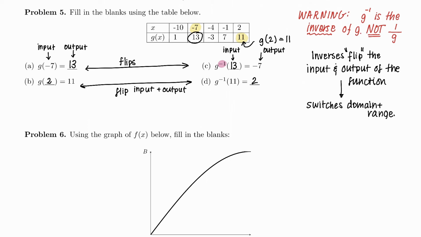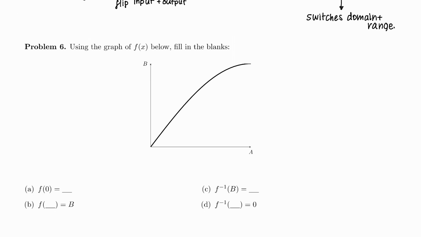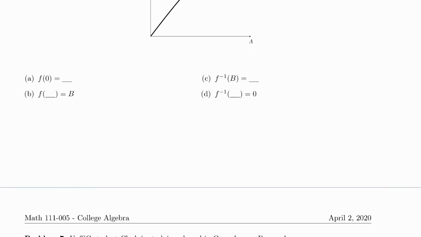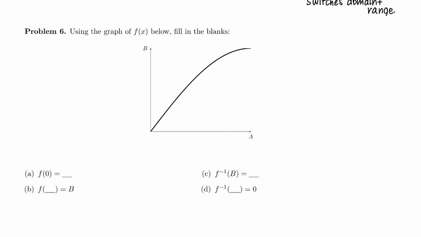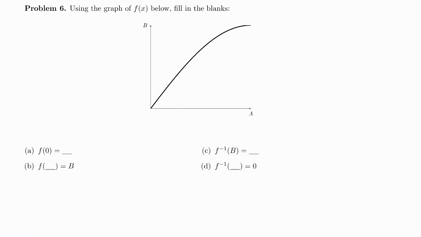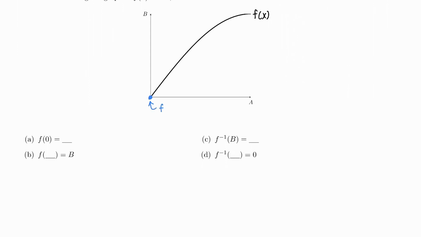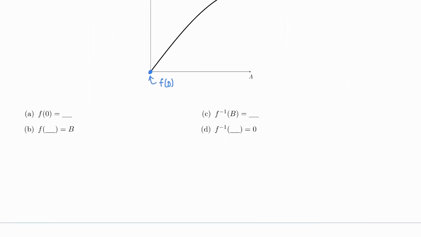Okay, so finally, for problem 6, we want to fill in the blanks. So f of 0, I guess, first of all, this graph didn't come out very nice. This is supposed to be f of x. So if I go down and draw in f of 0, it's right at the origin. So f of 0 is equal to 0.